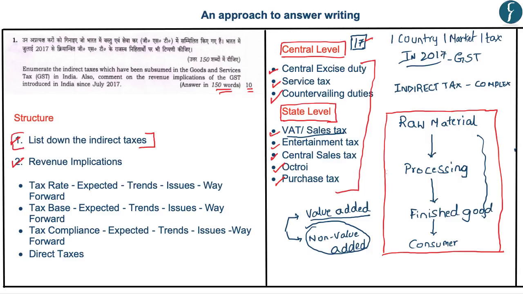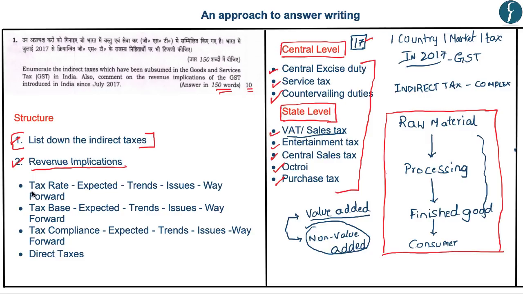Now, having listed down the major indirect taxes that have been subsumed under GST, let us address the next part of the question, which is the revenue implications of introduction of GST. Now, before discussing the revenue implications, it is important to note that there is no data released by the government that compares the revenue from the indirect tax structure before and after GST. Therefore, it is advisable to structure your answer based on four factors that affect the tax revenue.